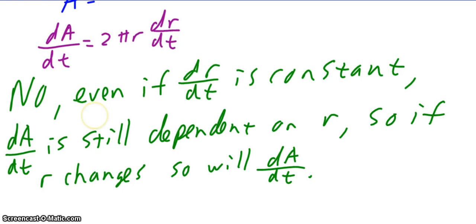So no, even if dr dt is constant, dA dt is still dependent on r. So if r changes, so will dA dt. So at a given instant of r, dA dt would be constant, but as soon as r changes, then dA dt is something different.